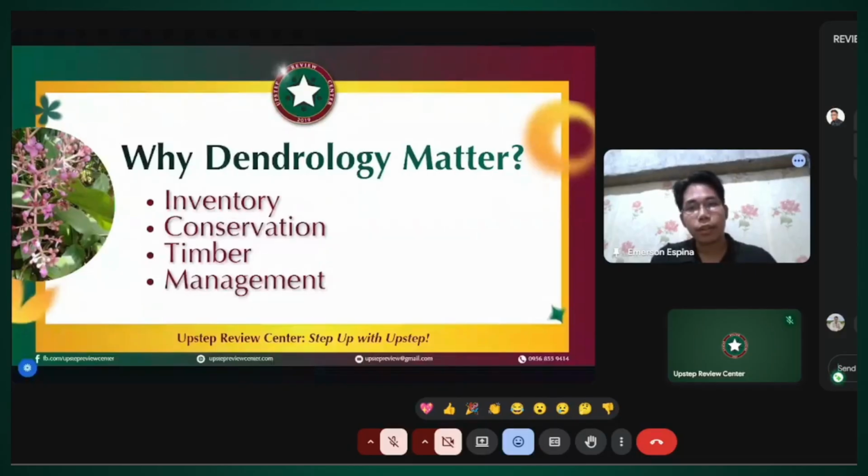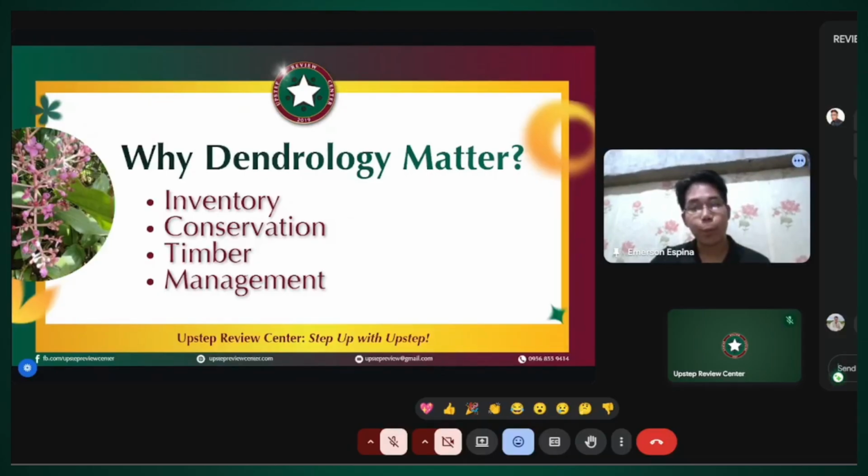So why does it matter? First, it's important to forest inventory. You cannot properly estimate the resources that you will manage if the species are incorrectly identified. Second, we have conservation purposes. Many Philippine species are currently threatened, and accurate identification helps determine the conservation priorities. Third, we have timber utilization. Different species possess different wood qualities as well. Fourth, we have forest management. Species selection influences reforestation success and ecosystem restoration.